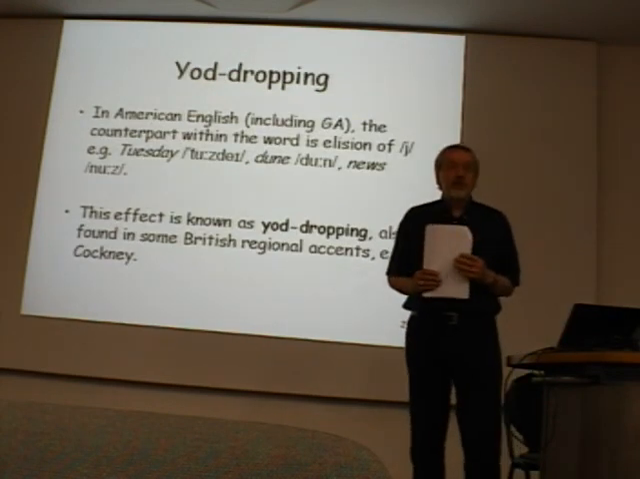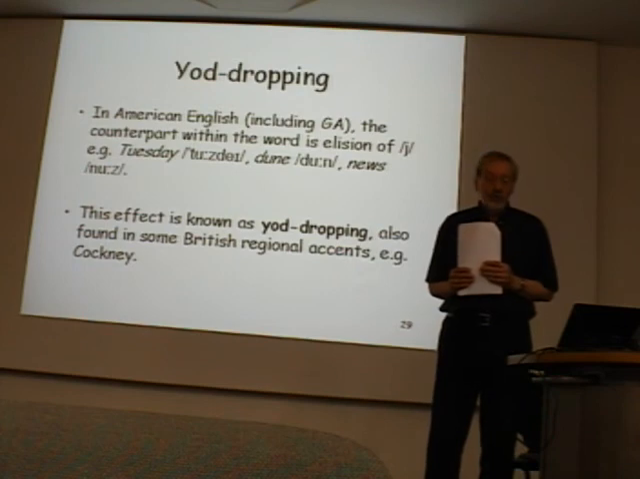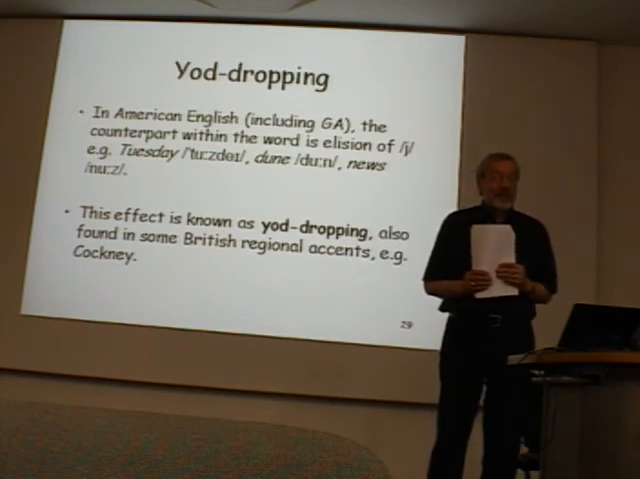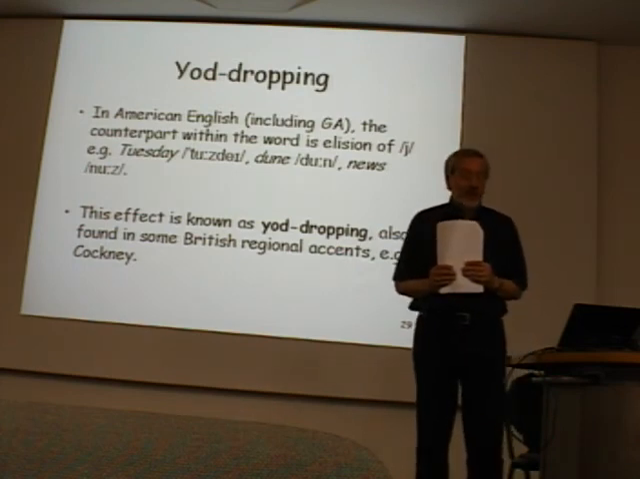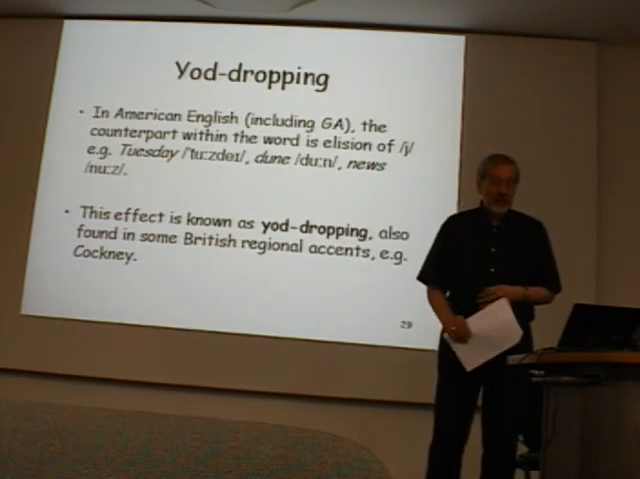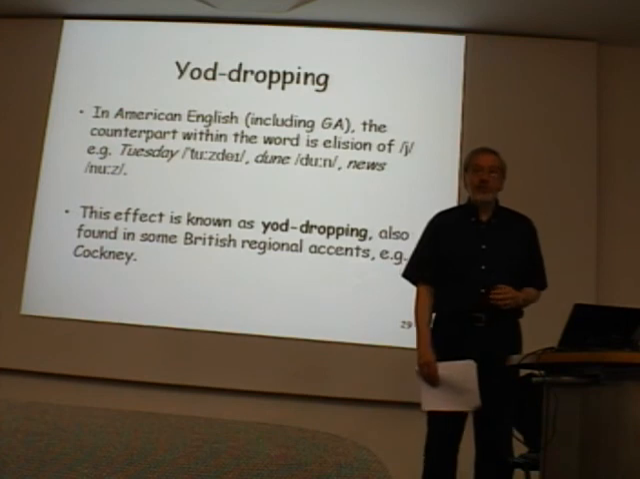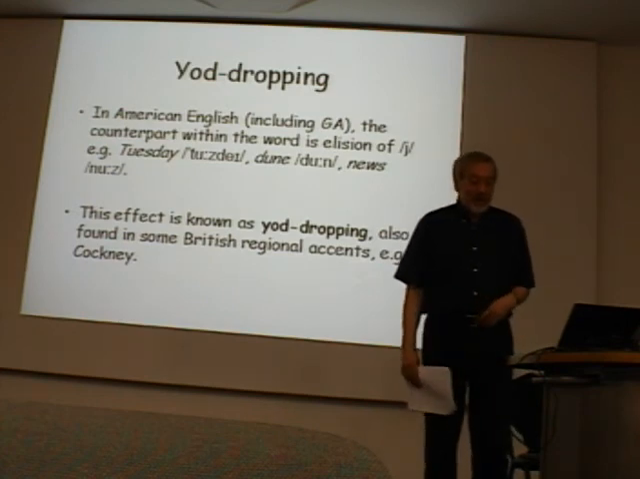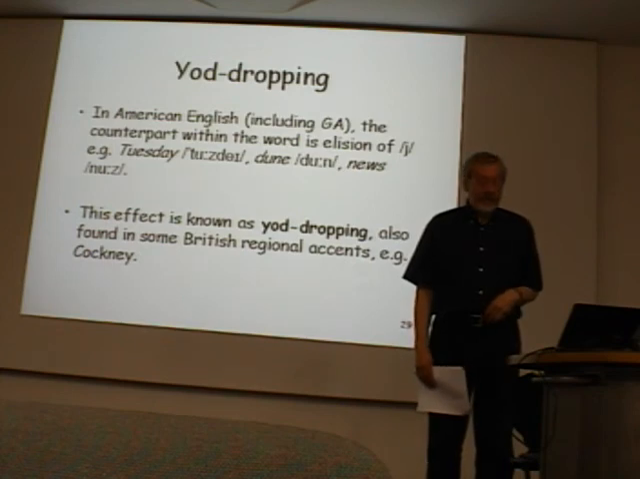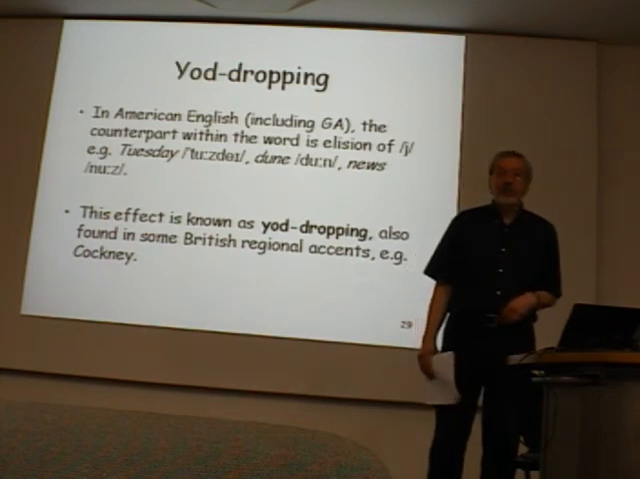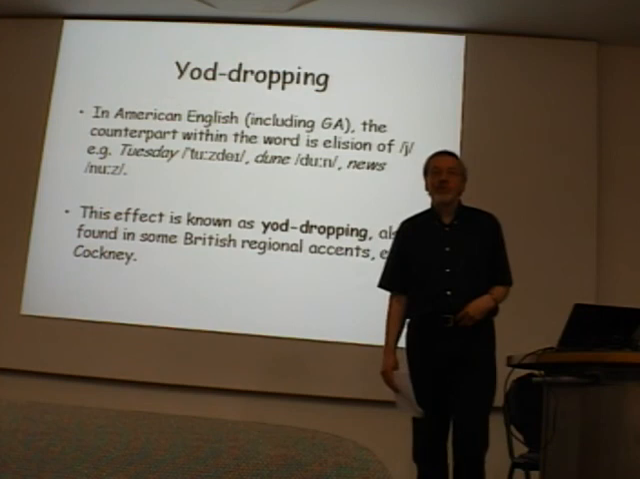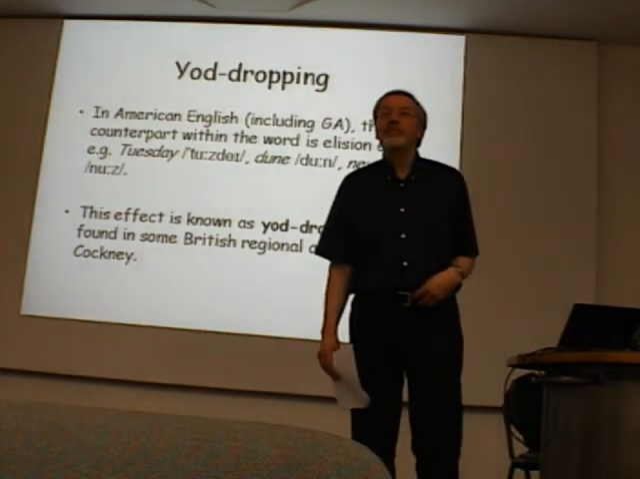In American English, one has the effect of yod dropping. And this is the counterpart of the coalescence in British English. So words like Tuesday will be pronounced as Toosday. Dune, my June, will be pronounced as Doon. News will be pronounced as noos.